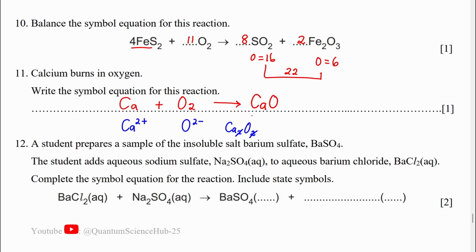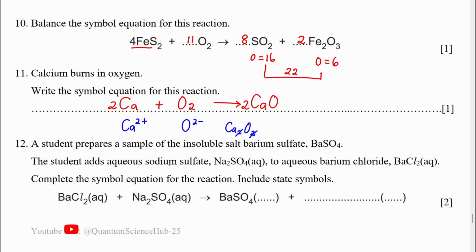Now balance the chemical equation. At the left side, the oxygen is 2, but at the right side, the oxygen is still 1. So I will put 2. Now the calcium is affected. So I will put 2 in front of calcium. Okay? Next, question 12. A student prepares a sample of the insoluble salt barium sulfate.